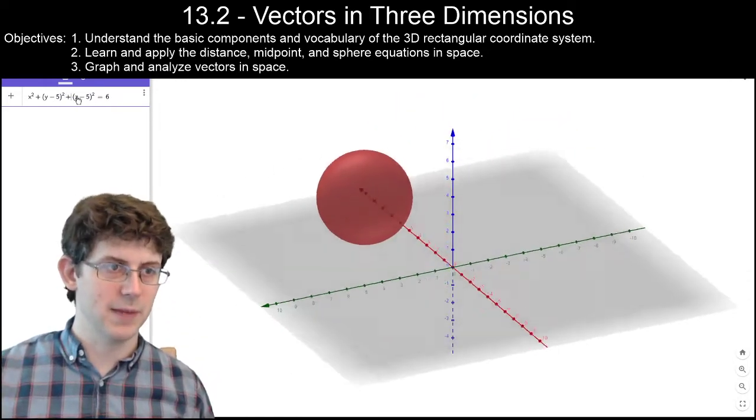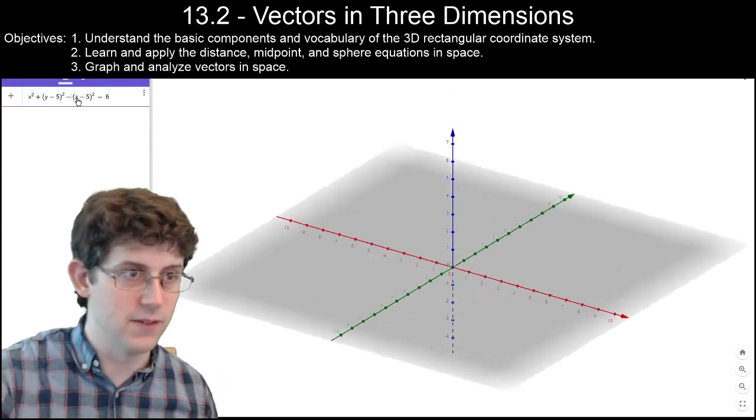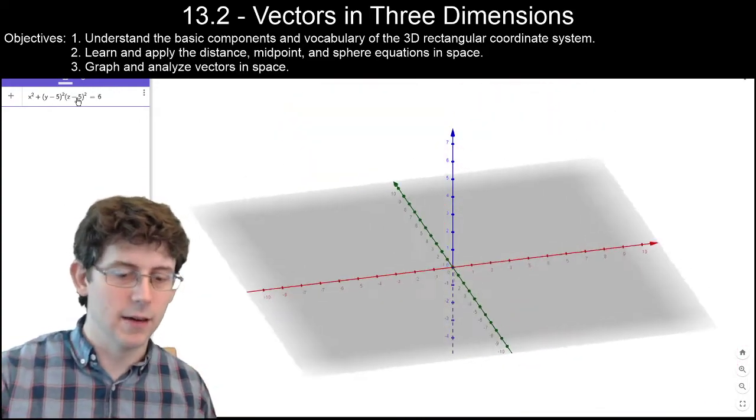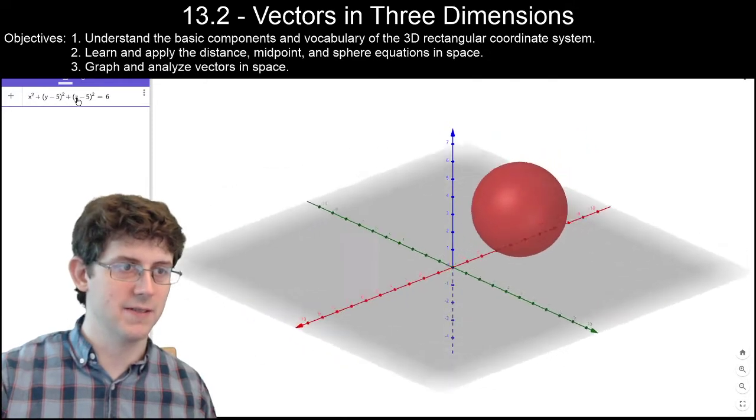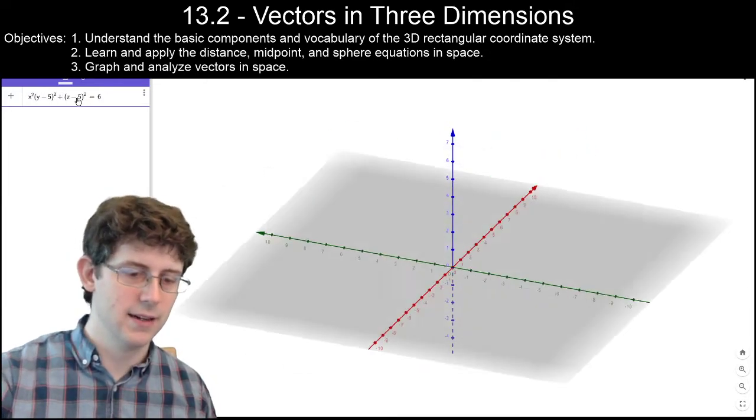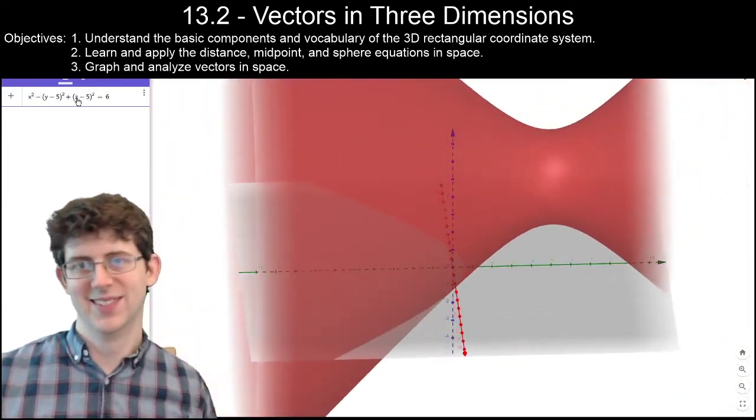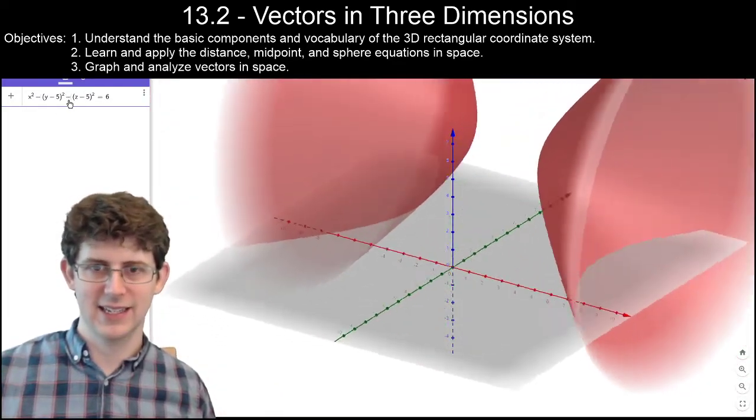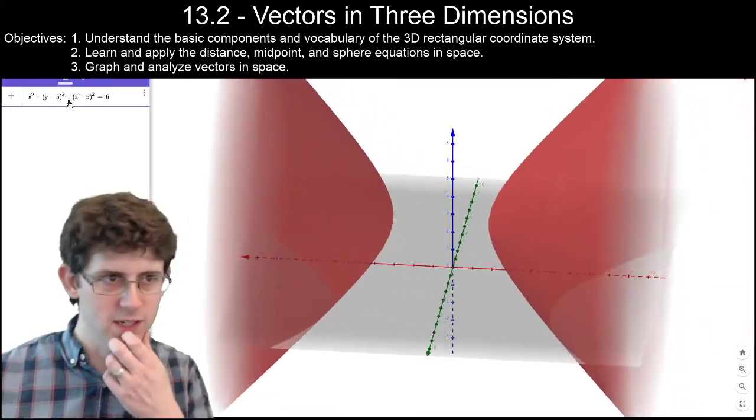You might remember from Calc 2 or maybe pre-calculus that if you change one of these into a minus, you can get weird hyperbola shapes. We'll play with all that. We'll play with all the different strange shapes later. I don't remember what happens if two are minus. Oh, that's sweet. So you can just play.